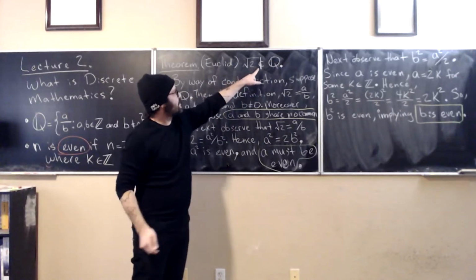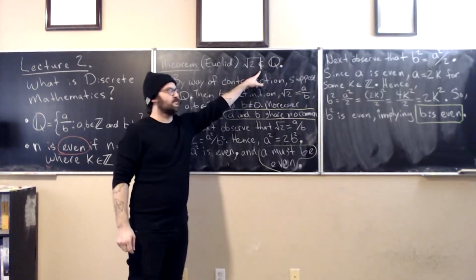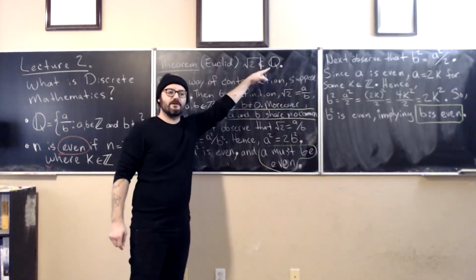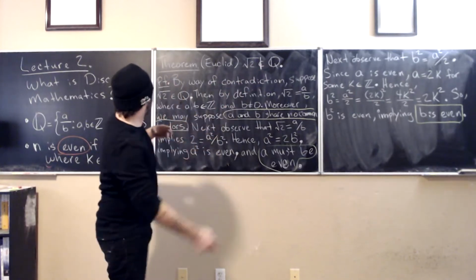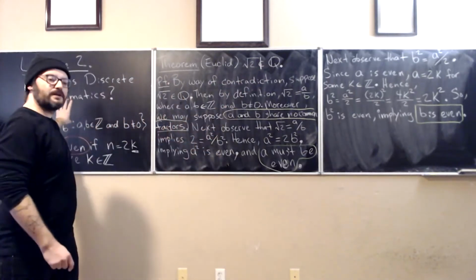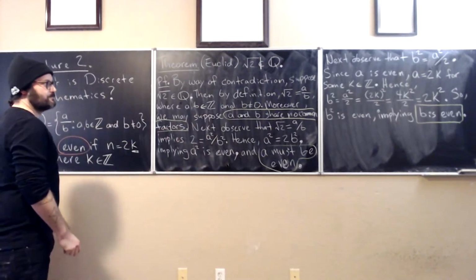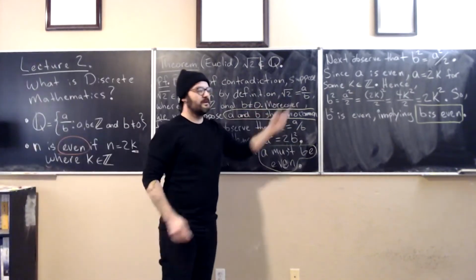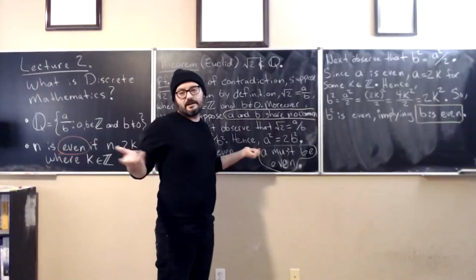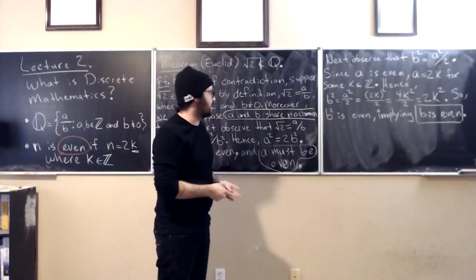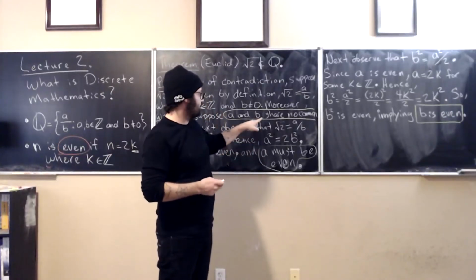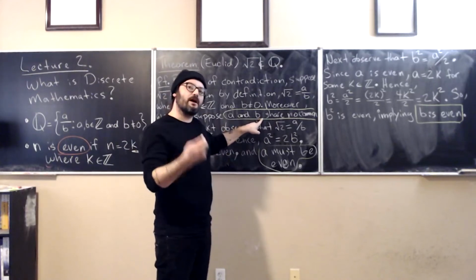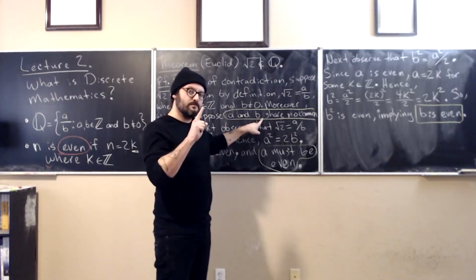We assumed the opposite of this statement, which means that the square root of 2 is a rational number. Then by definition, I can write it as a ratio. I write it as a ratio, and if I need to simplify it, I can. I just assume that I've simplified it all the way down, which means that a and b share no common factors.